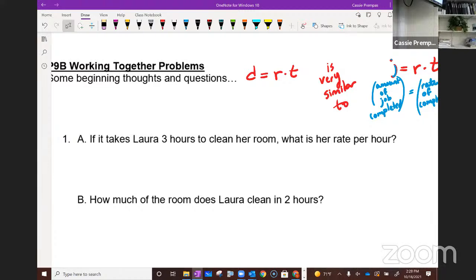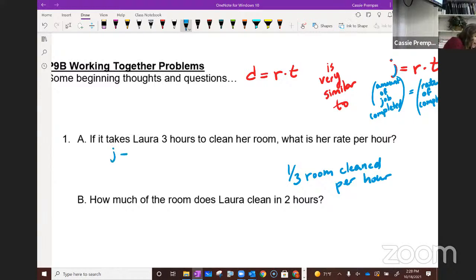All right. Some people were trying to use the equation. You can, I'll show you how. Some people just had the answer. Allison, can you tell me what answer you had? I had 1/3 of room per hour. Nice. Laura can do 1/3 of the room. I like that. 1/3 of the room gets cleaned per hour. Love it.